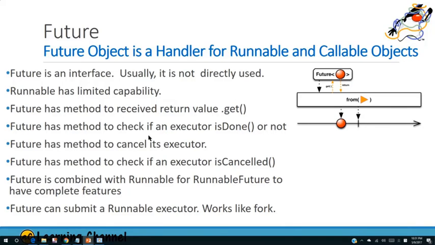Future has a method to check whether the executor is done or not. Future has a method to cancel its executor. Future has a method to check if the executor is canceled. Future is combined with Runnable and RunnableFuture to have complete features. Future can submit a Runnable executor, working like fork. And with Future, you can run and get a value returned.